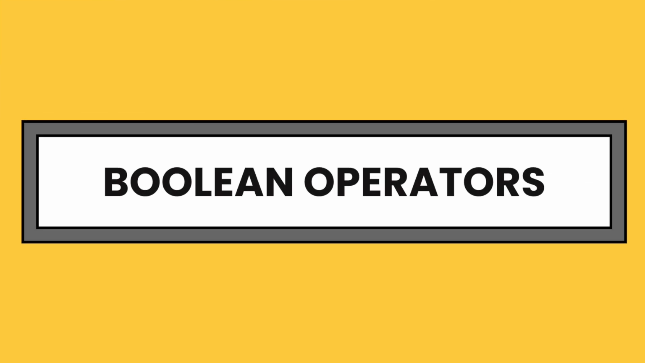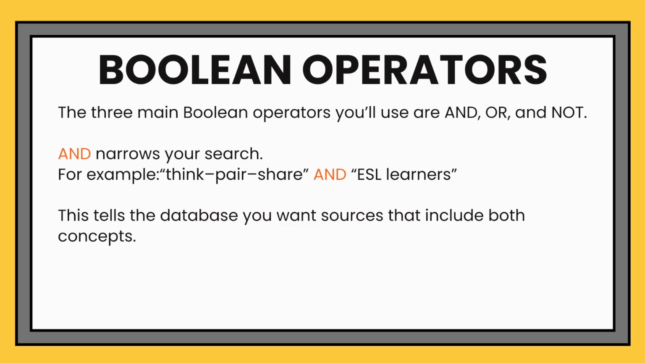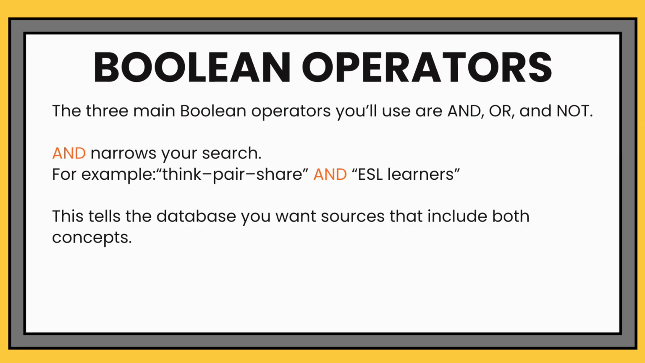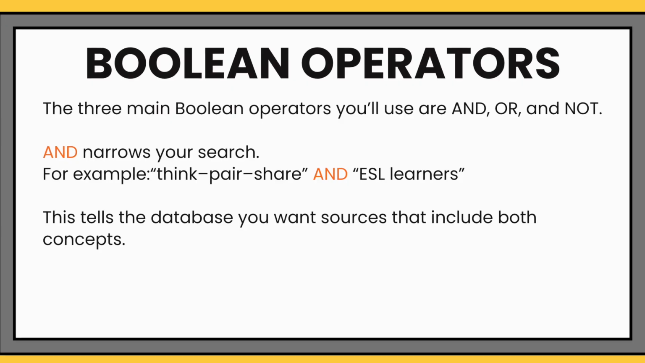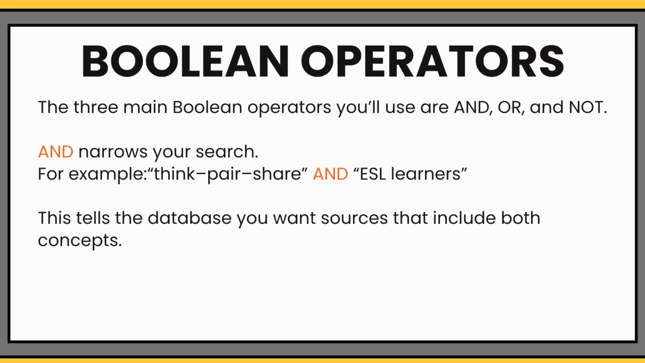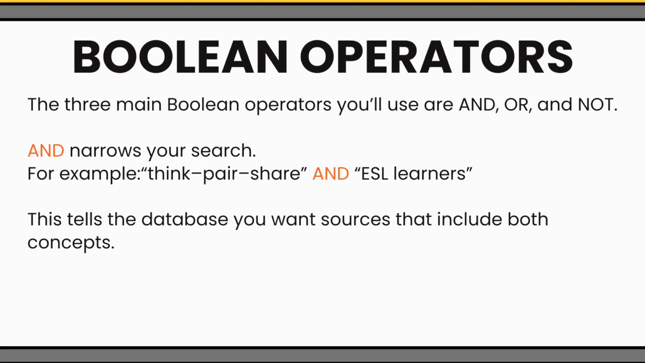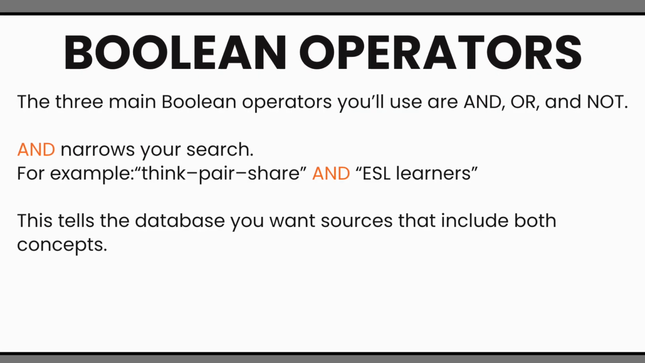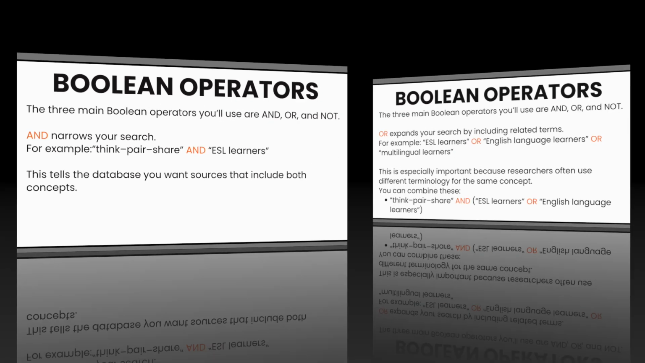And that's where Boolean operators help you balance precision and depth. The three main Boolean operators you'll use are AND, OR, and NOT. Using AND narrows your search. For example, if you use "Think, Pair, Share" AND "ESL learners", you will be telling the database that you only want to search for sources that include both of these concepts.